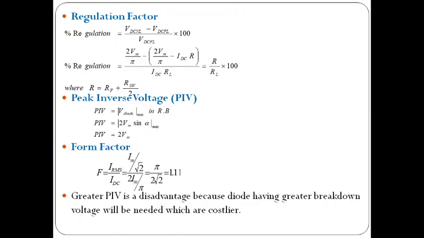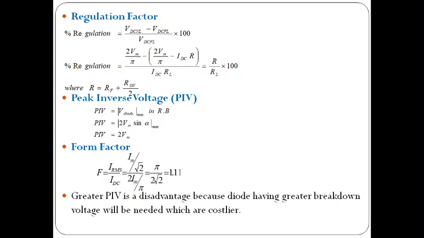Now the regulation factor. We already know regulation is the change in output voltage from no load to full load. It is nothing but VDCNL minus VDCFL by VDCFL. By substituting the formula we will get R by RL into 100. Here R is RF plus RSW by 2. RF is the forward resistance and RSW is the secondary winding resistance.